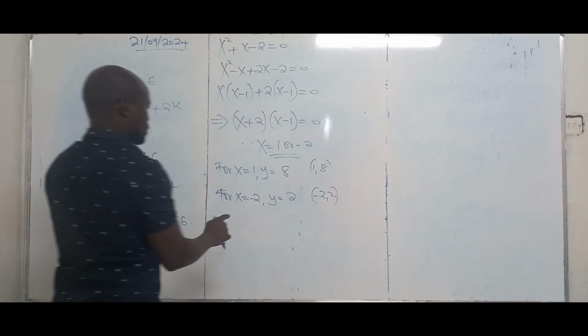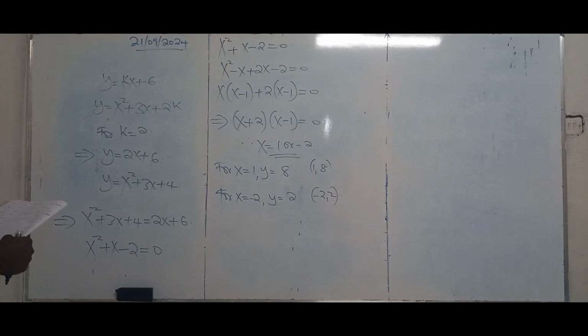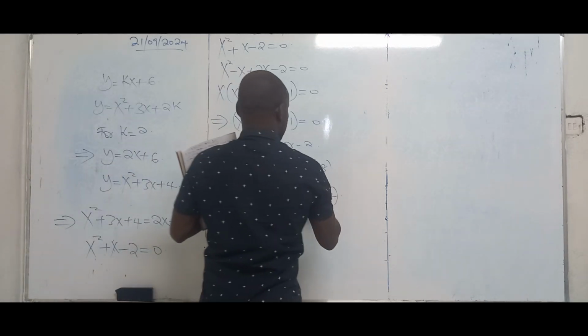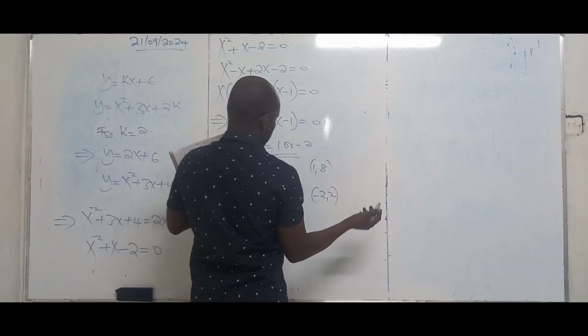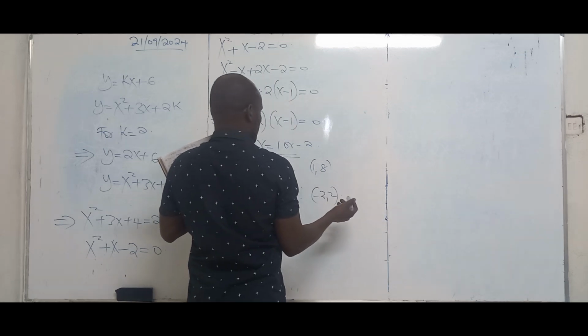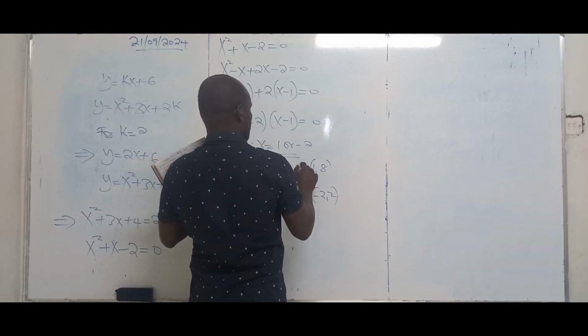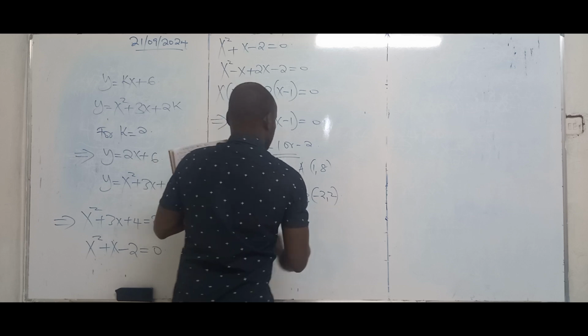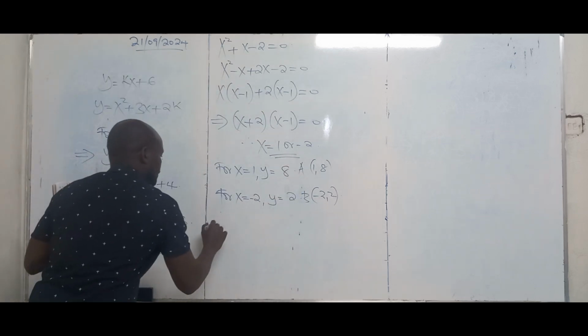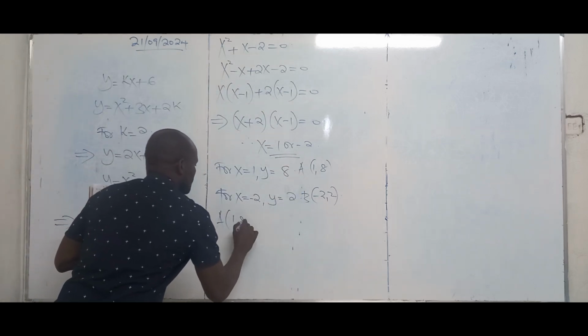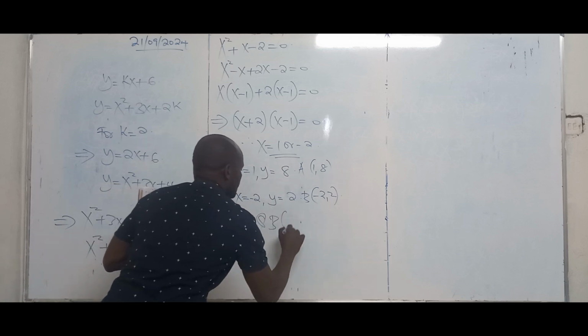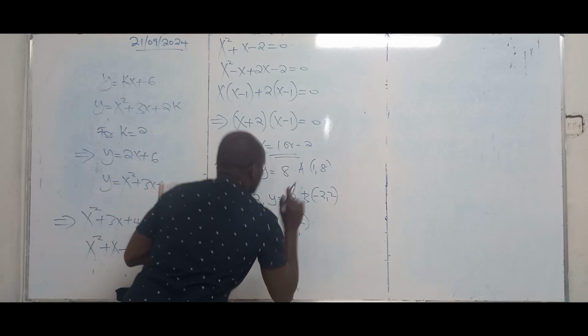Minus 2 and 2. Those are the 2 points that I have. Either of these is point A or B. I can assign either A or B, so let me say this is A and this is B. So one point is 1, 8 and the other is minus 2 and 2.